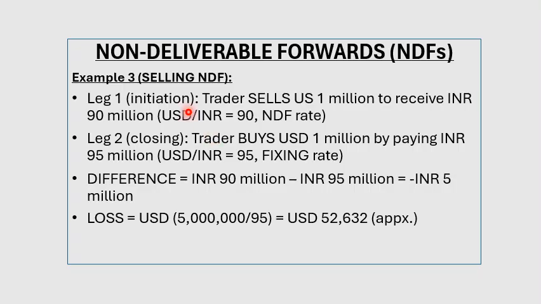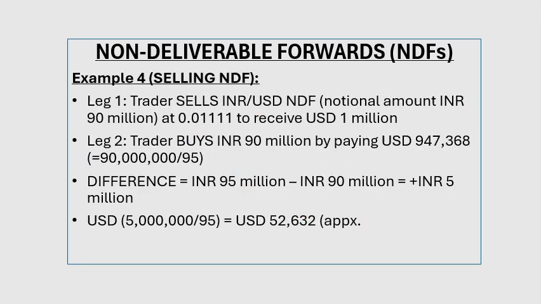Now we have discussed buying of NDFs. Let's now quickly discuss selling of NDFs. Suppose all the terms remain the same. In leg 1, the trader sells USD INR NDF, notional amount of USD 1 million, at 90 to receive INR 90 million. In leg 2, trader buys USD 1 million and pays INR 95 million. On a net basis, the trader loses 5 million INR, which is equivalent to USD 5 million divided by 95, which is USD 52,632 approximately. The trader lost because the currency he sold, the USD, appreciated. USD appreciated from 90 to 95 against the INR.